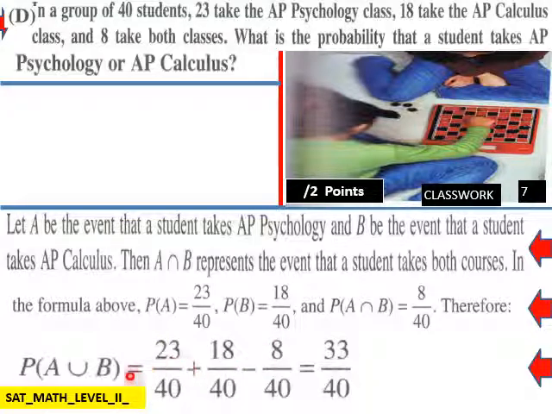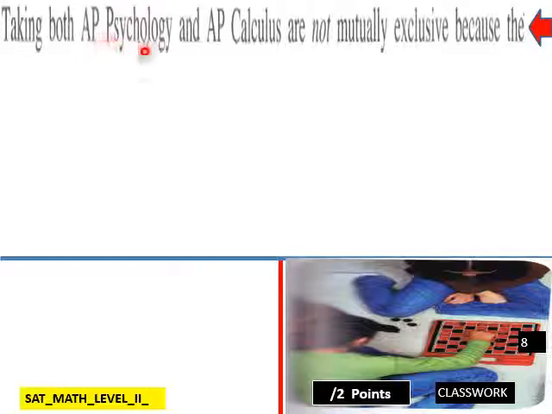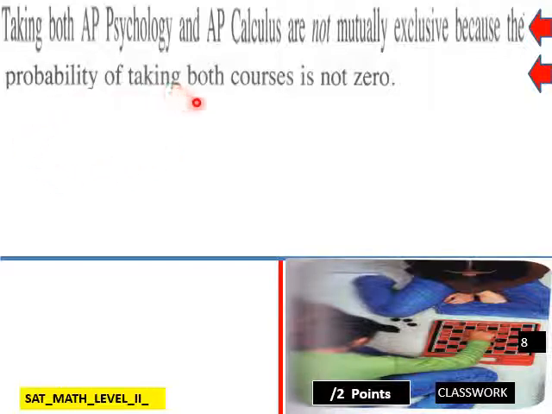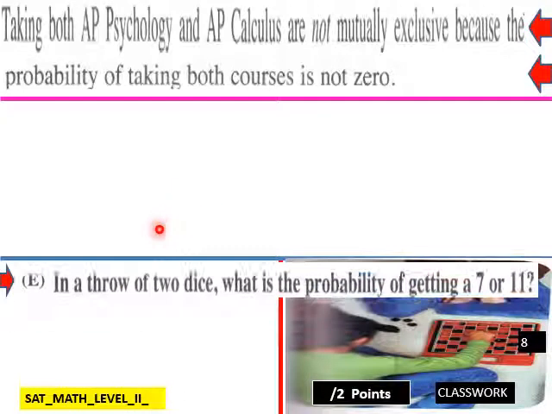Therefore, probability of A disjoint B would be 23 over 40 plus 18 over 40 minus 8 over 40, which would equal 33 over 40. So that would be your answer to this question. Taking both AP Psychology and AP Calculus are not mutually exclusive because the probability of taking both courses is not 0. So there you have it.